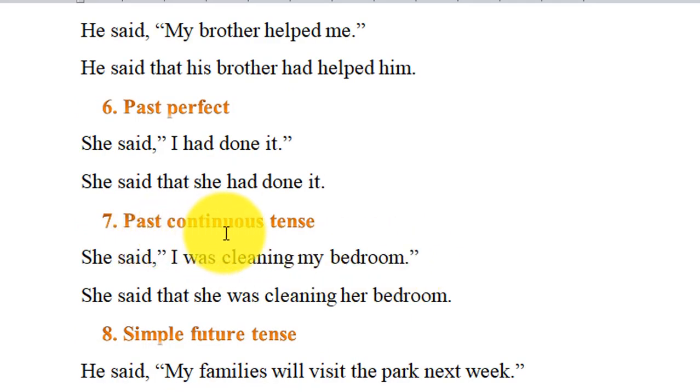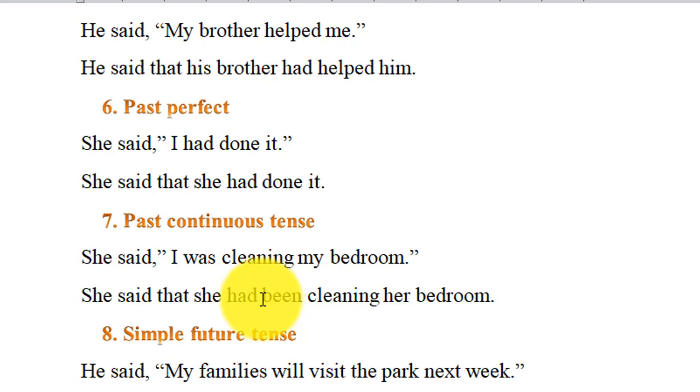Number 7: the past continuous into the past perfect continuous tense, had been. Direct speech in the past continuous is reported in the past perfect continuous tense. Past continuous and present perfect continuous both change into the past perfect continuous tense when reporting.